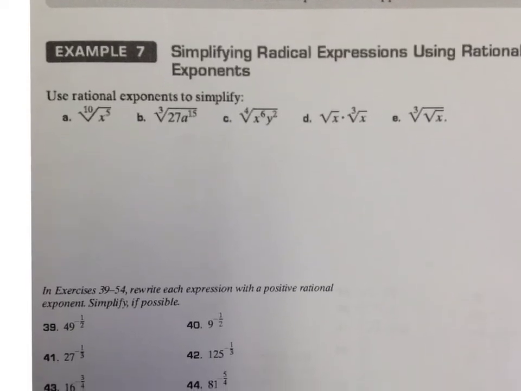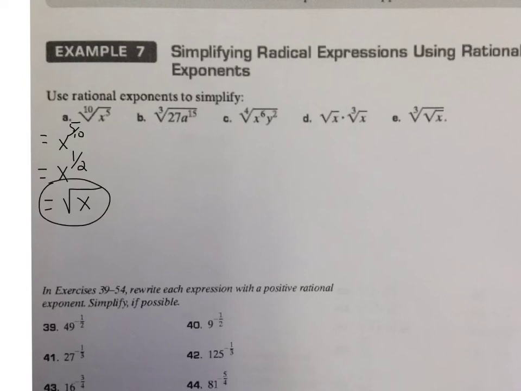You've got the 10th root of x to the 5th. We're going to write it with rational exponents, so that would be x to the 5/10, which is the same as x to the 1/2 if we reduce the fraction. And we don't want any rational exponents in the end, so we change it back to a radical, which is the square root of x. That's our answer.